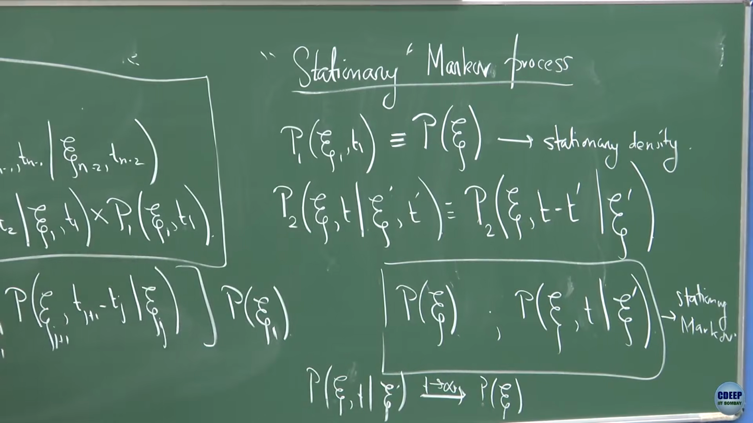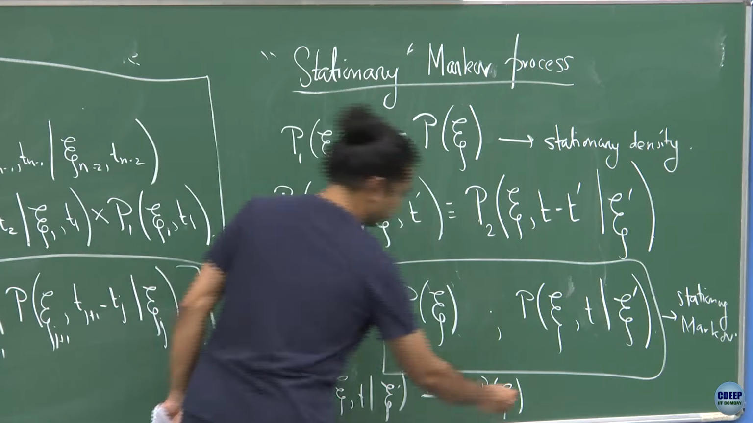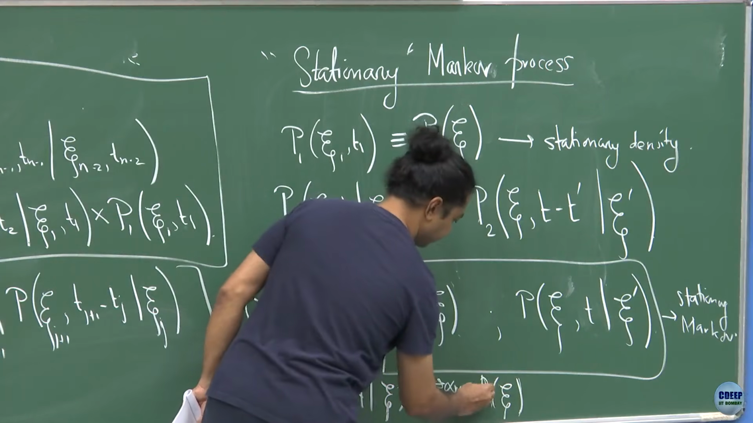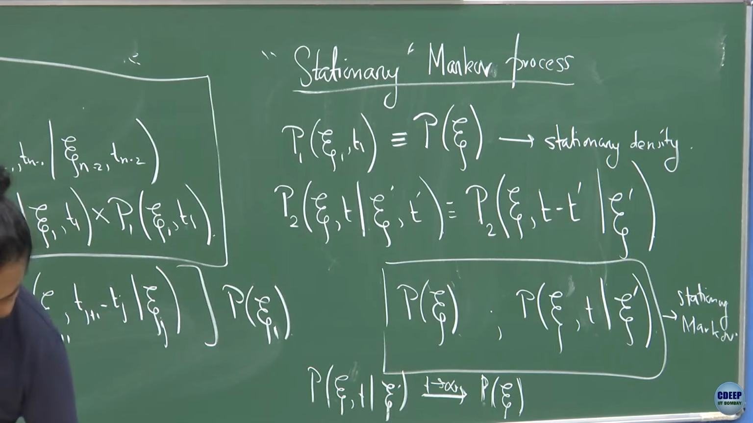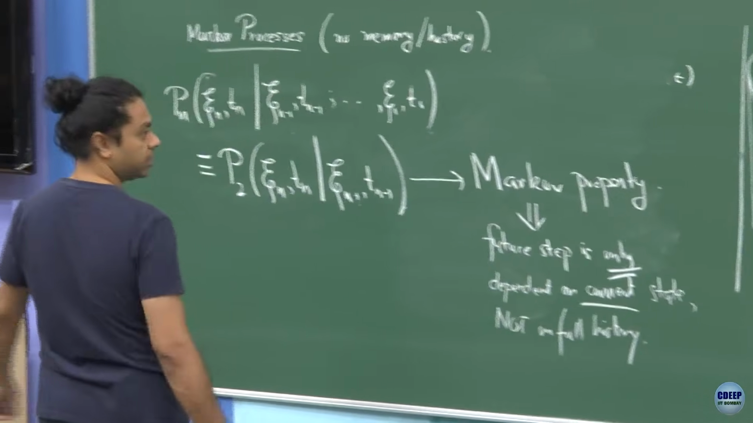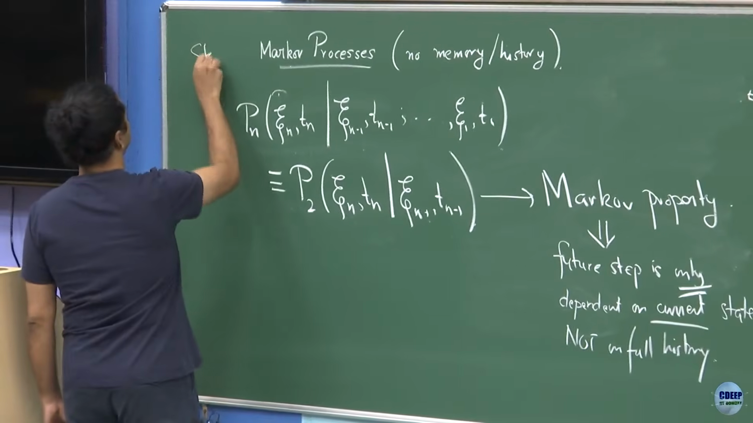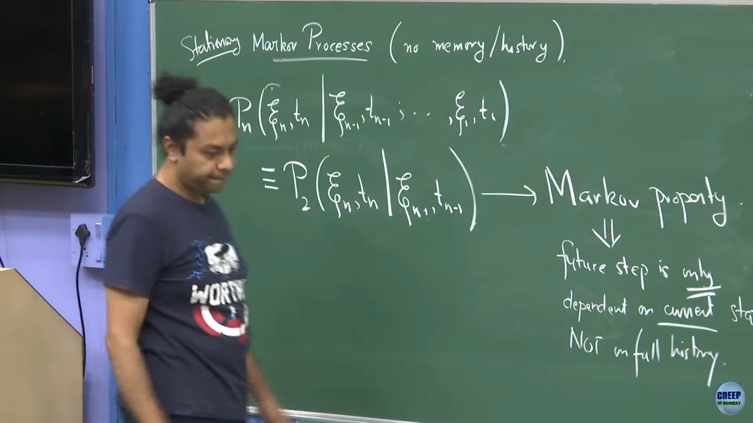Right? So, this is like the counterpart of the ergodic hypothesis. If everything is very well mixed, then you just have this P of xi, the stationary density, that will determine all properties of this stationary Markov process. Okay. All right. So, this is what we will deal with. We will talk about not just Markov processes, but stationary Markov processes.